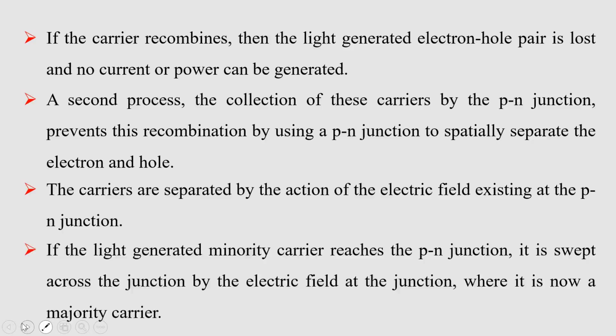If the light generated minority carrier reaches the PN junction, it is swept across the junction by the electric field at the junction, where it is now a majority carrier. It means the light generated minority carrier reaches the PN junction and is swept across by the electric field, where it is now a majority carrier.